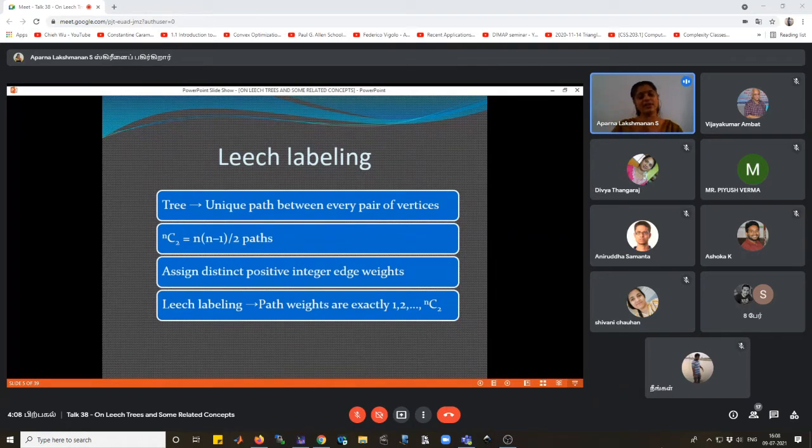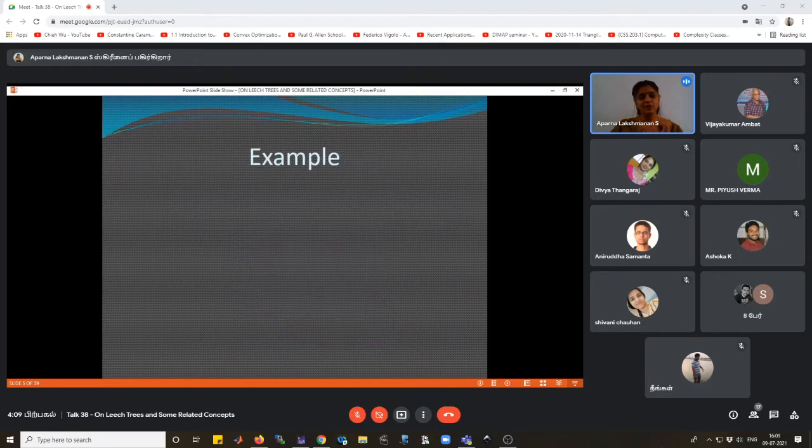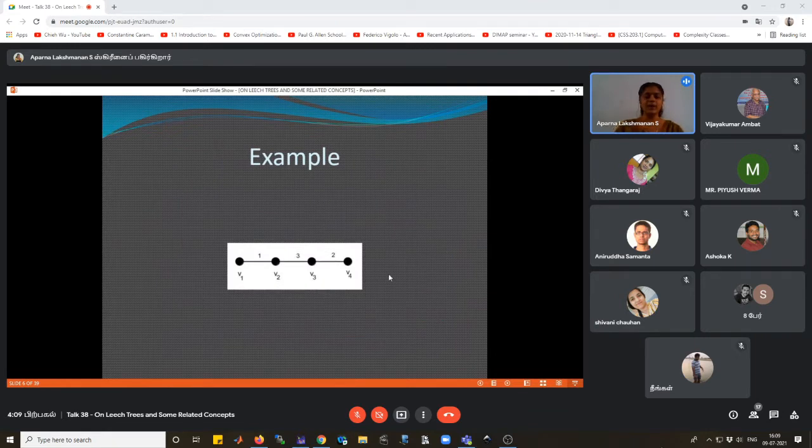That is our restriction. Okay, so you have to give values to edges in such a way that the path weights are exactly 1, 2, etc. up to nC2. If such a labeling exists, we call such trees Leech trees. So here is an example, a simple one. Here you have a path on 4 vertices. I have already given the labeling as 1, 3, 2. We'll just check the path weights.